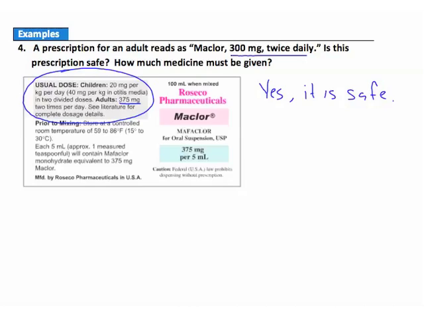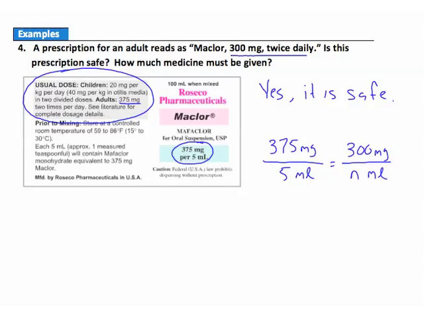Now let's determine the volume of medication we have to give here. To determine that, we look at the drug concentration here. It looks like we have 375 milligrams of actual drug in 5 milliliters of solution. And so in our prescription, we want to give 300 milligrams of the drug, and we want to know how much volume that's going to be.